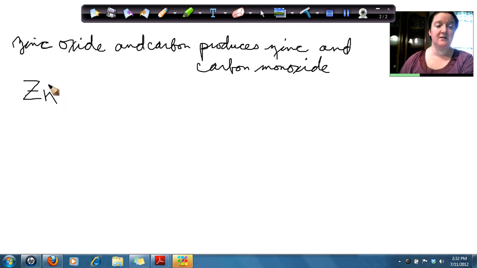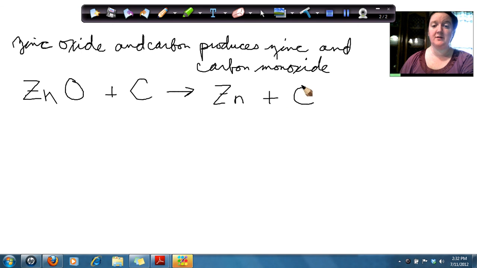Here we have zinc oxide. Remember that zinc has a +2 charge and oxide has a -2 charge. So we have ZnO. We're putting that in with carbon. Carbon can hang out all by itself, so we're just going to have a C. And that's going to produce zinc vapor and carbon monoxide. So we're just going to have zinc all by itself. And then we're going to have carbon, and mono means 1, so we're going to have 1 oxide, CO.